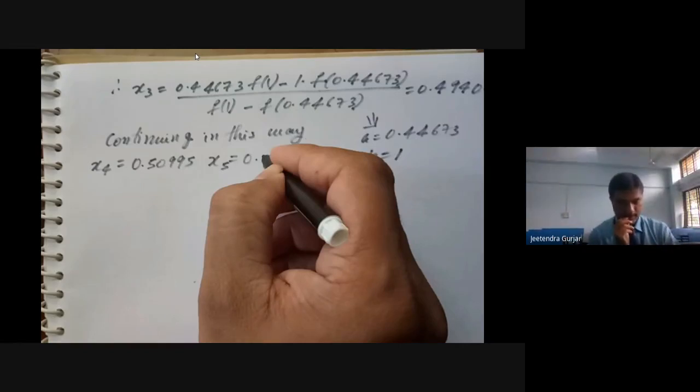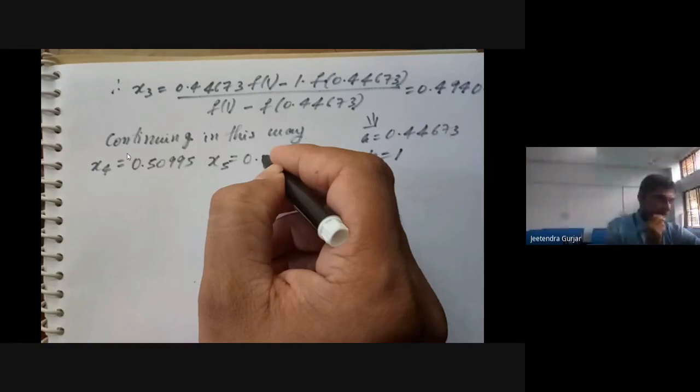So directly I have written now. No need to write this once again. This full expression I am not writing henceforth for the next approximation. This full is not required. Only I am writing this value now. So whatever we get here, x4 is equal to 0.50995. This will be A for the next approximation, x5. And what is B? Already you know, B is nothing but 1.